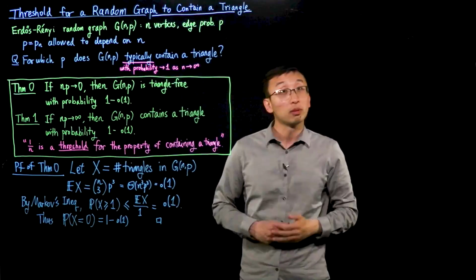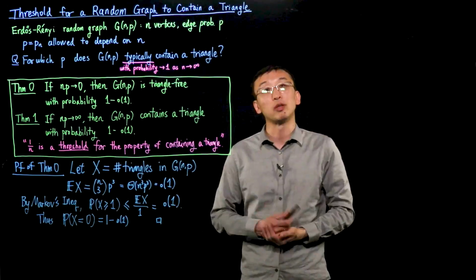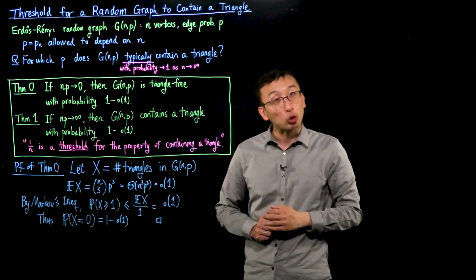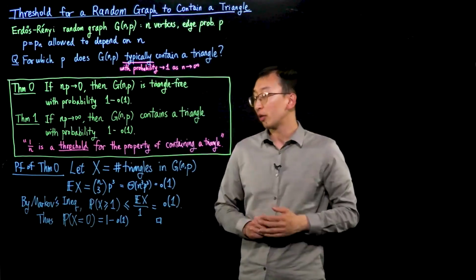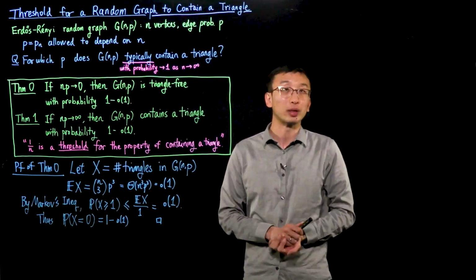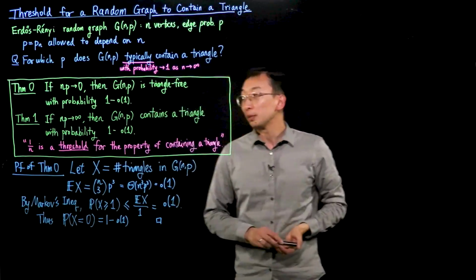In the first part, the edge probability is very small, and so the expected number of triangles goes to 0 as n goes to infinity. And by Markov's inequality, we see that typically there should not be any triangles in this random graph. Let us now move on to the second part.